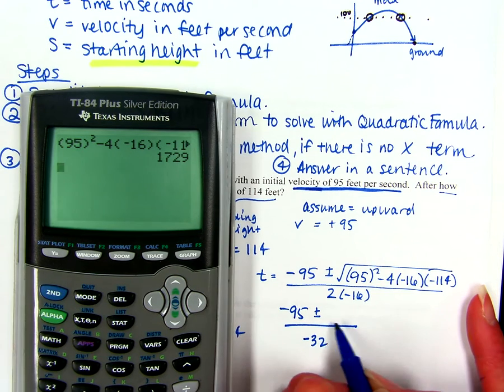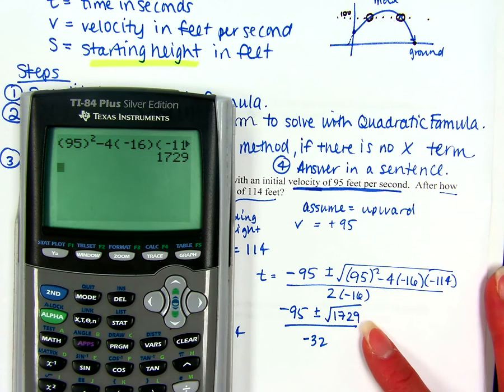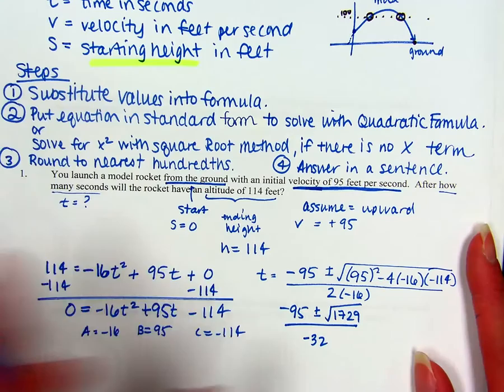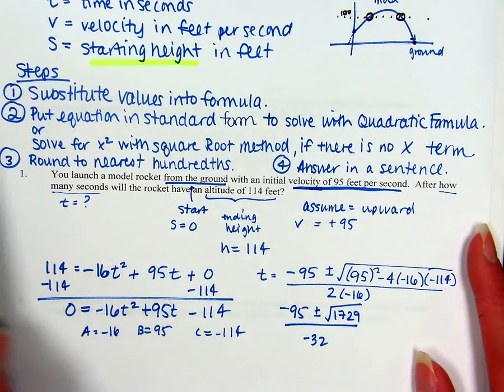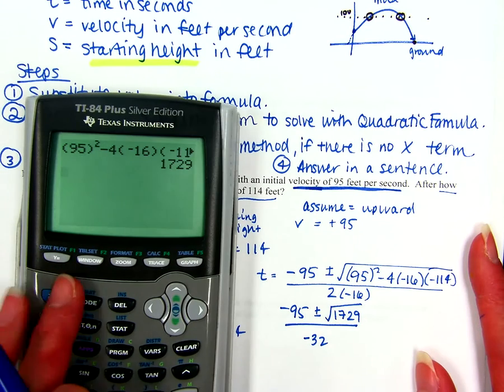All these answers should be positive. So if you're getting a negative discriminant, that means you did something wrong in your calculator. So make sure you have a positive number. But now we don't want an answer like the square root of 1729, because we need to know how many seconds. So a radical answer doesn't make sense. And so we're rounding to the nearest hundredths, which means use your calculator to actually get a decimal approximation.